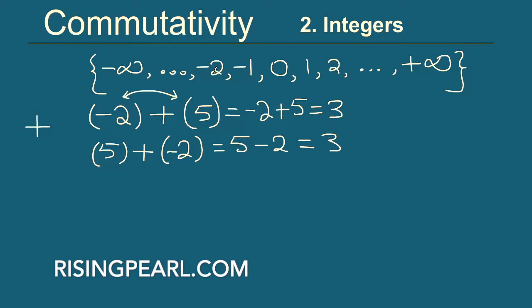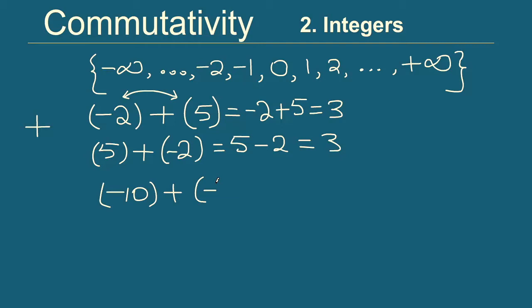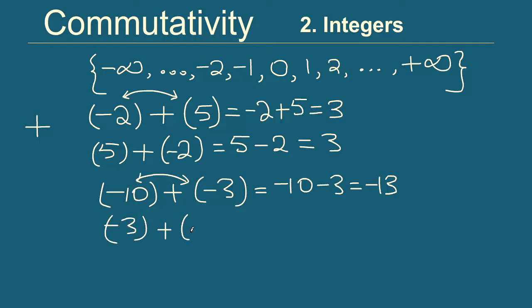This time, for the second example, let's take 2 negative integers. So maybe we will take minus 10, the first integer, plus minus maybe 3. So minus 10 minus 3 is minus 13. And let's go ahead and switch the numbers. So now we have minus 3 plus minus 10. Well, this will be minus 3 minus 10, which is minus 13.